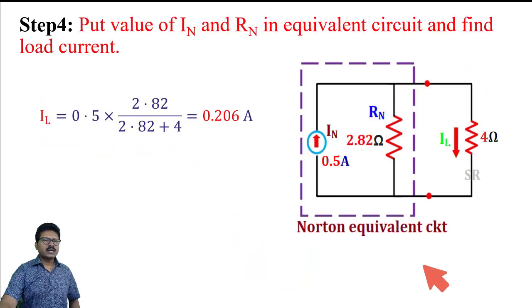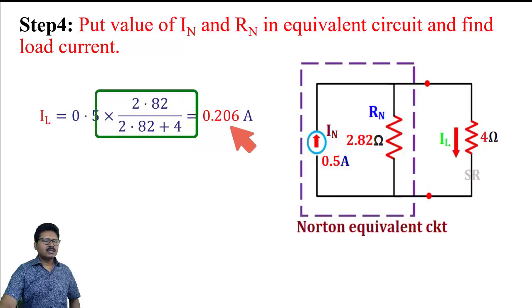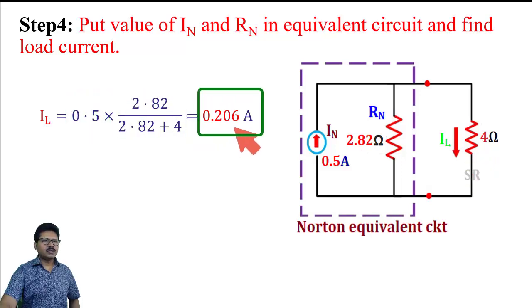Now at last we need to put the value of In, which is 0.5 ampere, and Rn, which is 2.82 ohm, in the equivalent circuit. And from this equivalent circuit we have to calculate IL. So similarly, what will be the value of IL? IL will be the main current 0.5 multiplied by the opposite path's resistance, that is 2.82, divided by the summation of two parallel paths, that is 2.82 plus 4. Ultimately we got IL is equal to 0.206 ampere. So this is the final answer.